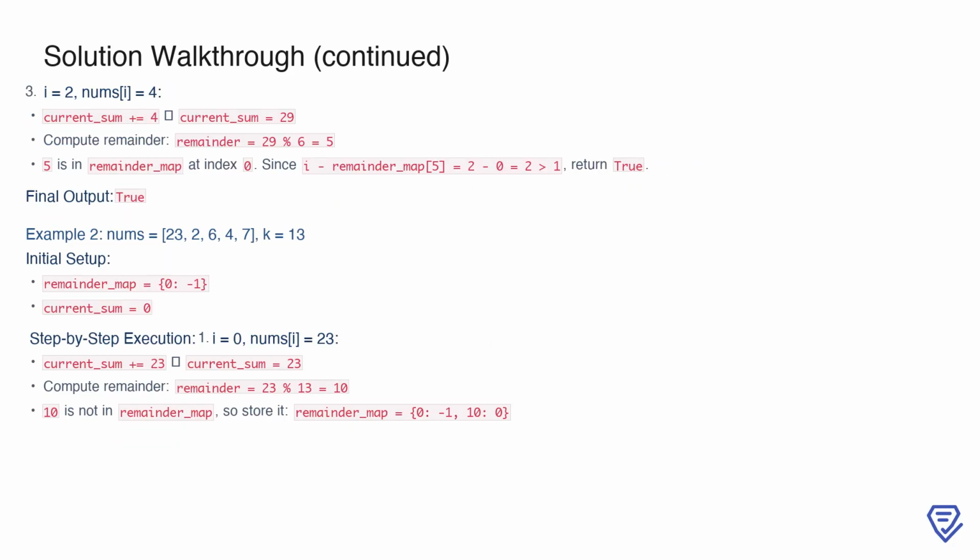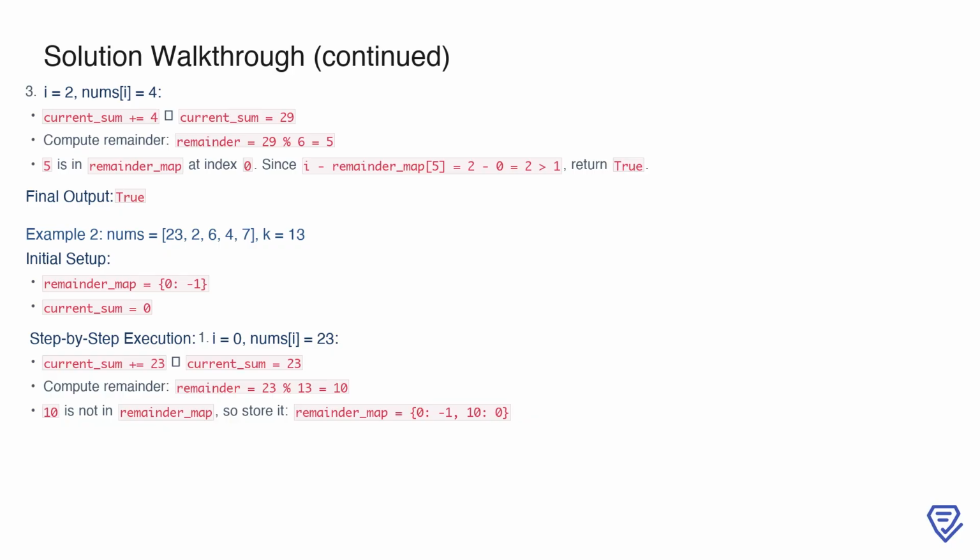Next, we consider the third element, 4. Adding 4 to the cumulative sum gives 29. The remainder of 29 modulo 6 is 5. Now, we find that 5 already exists in remainder_map at index 0. This indicates that the subarray from index 1 to 2 has a cumulative sum that is divisible by 6 because the difference in remainders is 0. We calculate the length of this subarray as 2 - 0, which equals 2. Since this length is greater than 1, we can conclude that such a subarray exists, so we return true.